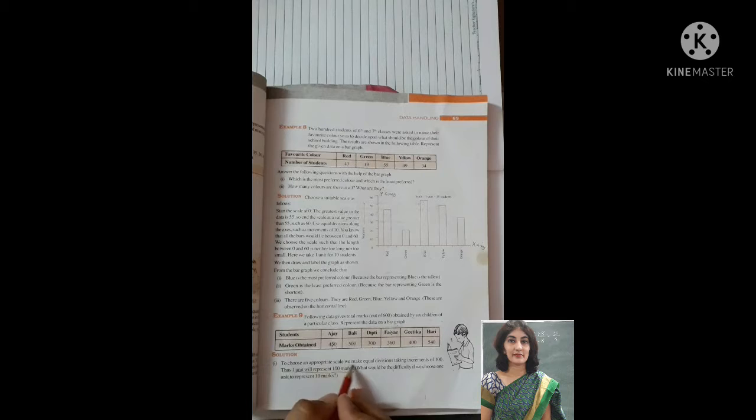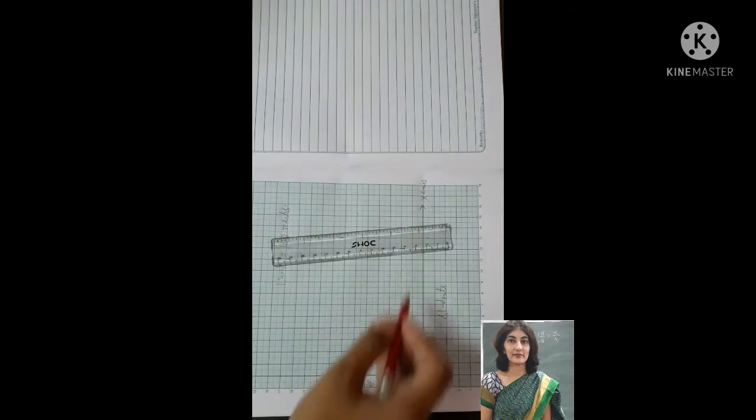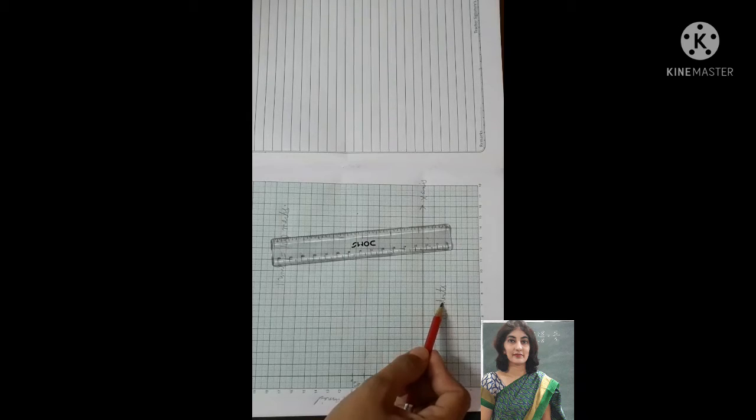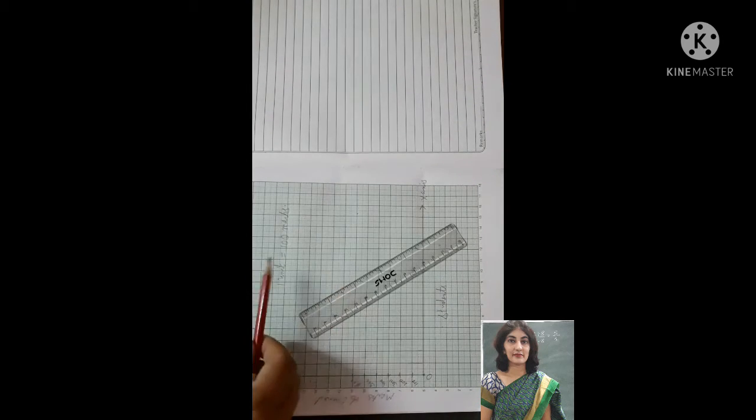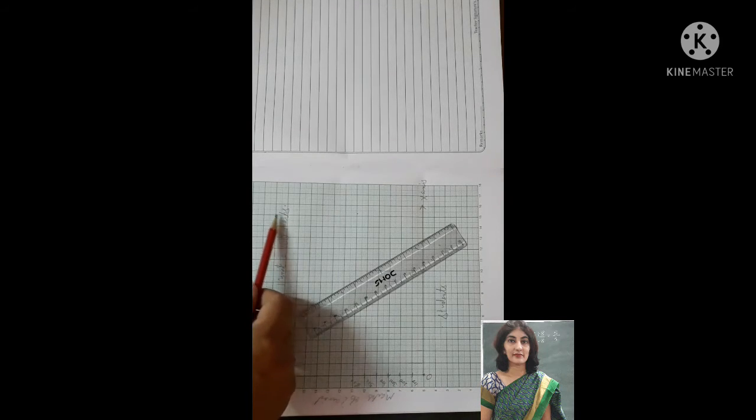So to choose an appropriate scale, we make equal divisions taking increments of 100. Thus 1 unit will represent 100 marks. Now on the x-axis I will take the students, and on the y-axis I will take the marks obtained. See, I have drawn here the x-axis and the y-axis. Here I have taken the students, here I have taken the marks obtained, and on the top it is compulsory to write the scale. I have written 1 unit equals 100 marks.